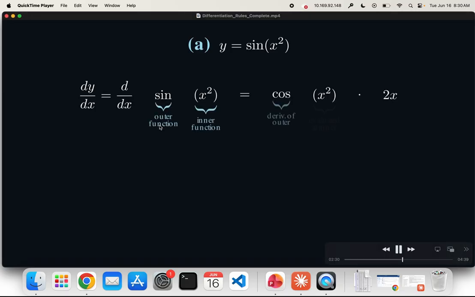So here's the outer, here's the inner. So you differentiate the outer. To differentiate sine is cosine. So that's the derivative of the outer, in terms of the inner. So leave the inner alone. Evaluate at the inner function x squared. Then times the derivative of the inner function, which is 2x. So again, differentiate the outer, cosine, evaluate in terms of the inner, so leave it alone, times the derivative of the inner, which is 2x.